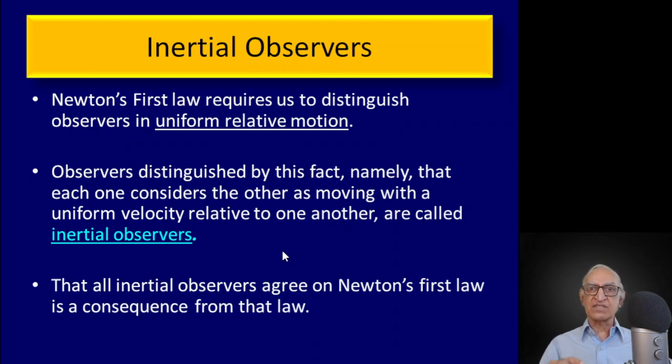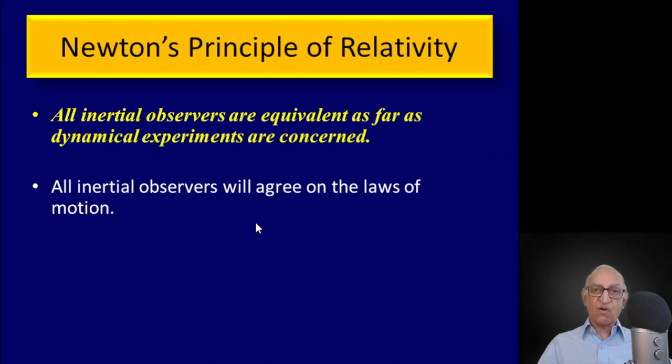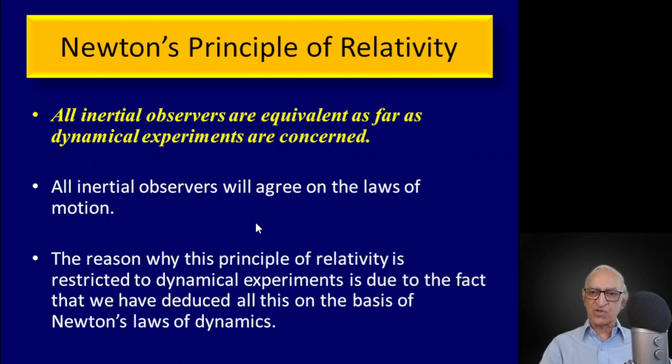That all inertial observers agree on Newton's first law is actually a consequence of that law. Now let us take Newton's principle of relativity. Newton said, all inertial observers are equivalent as far as dynamical experiments are concerned. What he meant by this statement was that all inertial observers, observers who are moving with respect to each other with uniform or constant velocity, will agree on the laws of motion stated by him, the first law, the second law, and the third law. All inertial observers will agree on the laws of motion.